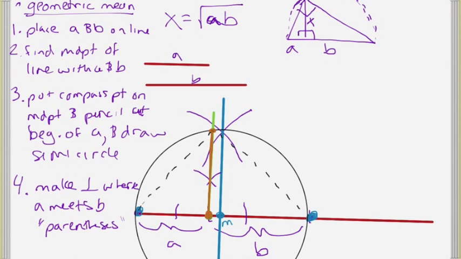From the top, then we have A next to B. We have a right angle inside of a semicircle, and then we have the right angle down at the bottom. And our answer is the height along that perpendicular where A meets B, that's what you would need to call. You have two homework problems on this.